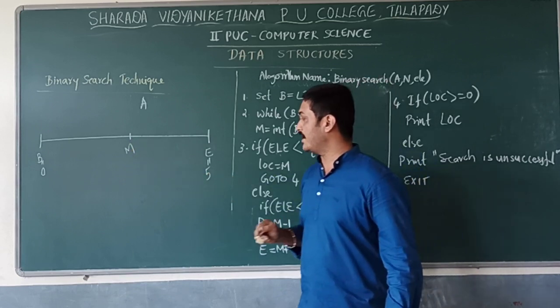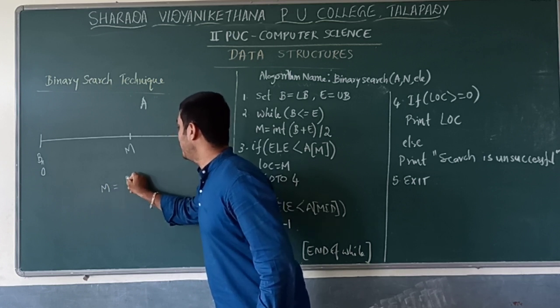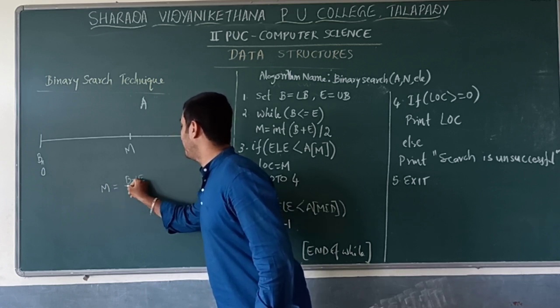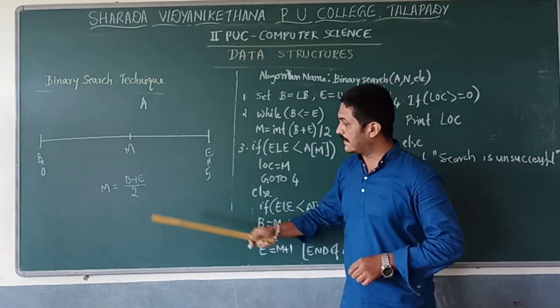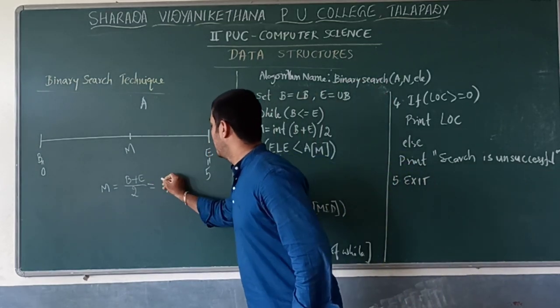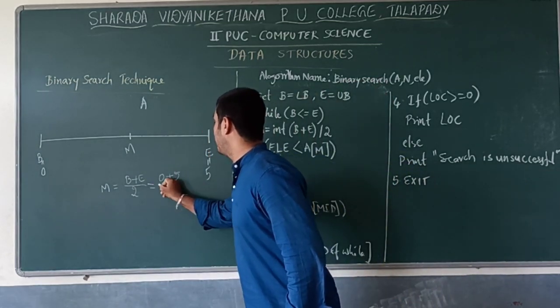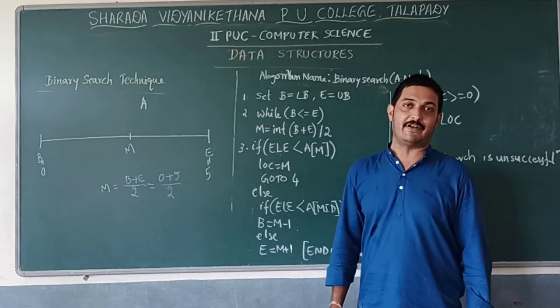To find the location of the middle element, we take m equal to (b plus e) divided by 2. That gives the location of the center element. So we get (0 plus 5) divided by 2, and the answer is 2.5. But we need an integer value.